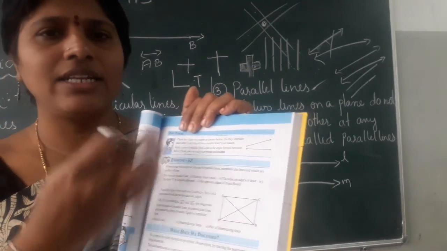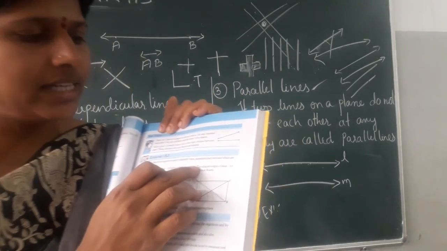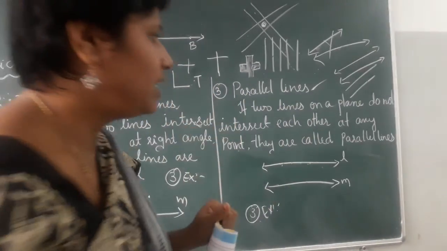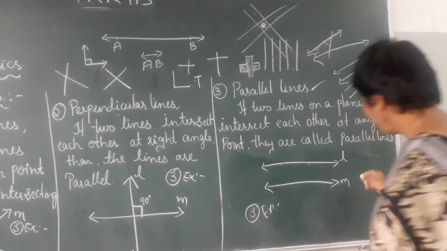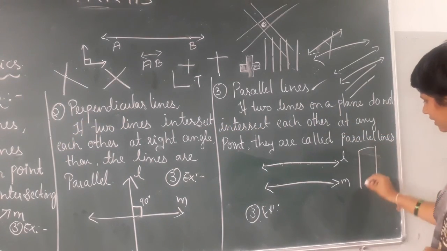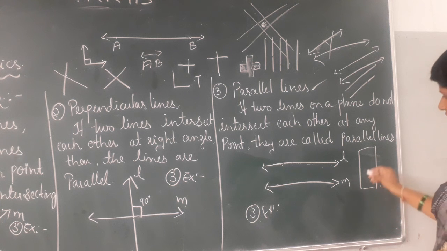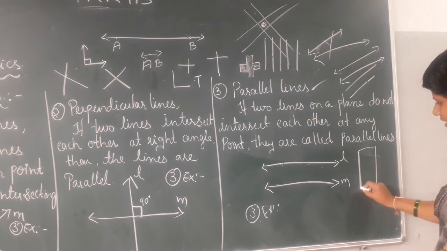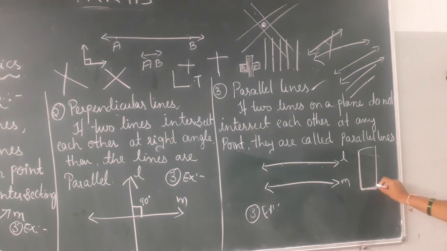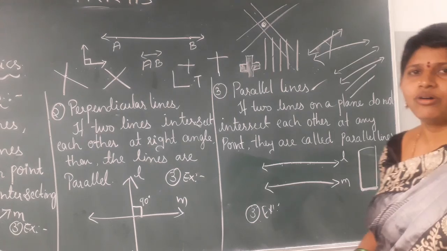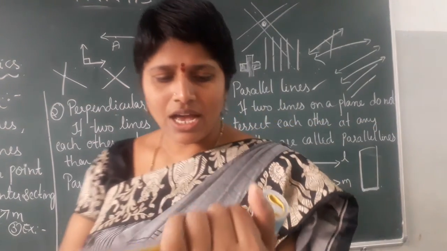Railway lines, track, just now I told you. The adjacent edges of your door. Adjacent edges of your door means how the door will be? Like this the door will be there. Adjacent sides means these two are adjacent sides, side by side. So how are the lines? Intersecting or perpendicular or parallel. You find it out and write down the answer.